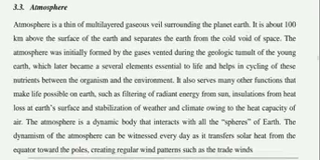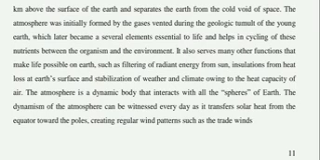So atmosphere is a thin layer of multi-layered gaseous veil surrounding the planet Earth. It is about 100 km above the surface of the Earth and separates the Earth from the cold void of space. The atmosphere was initially formed by the gases vented during the geologic tumult of the young Earth, which later became several elements essential to life and helps in cycling of these nutrients between the organism and the environment. It also serves many other functions that make life possible on Earth, such as filtering of radiant energy from the sun, insulation from heat loss at Earth's surface, and stabilization of weather and climate owing to the heat capacity of air.